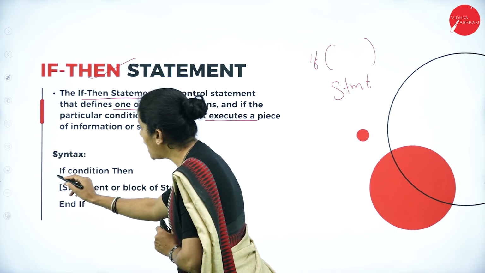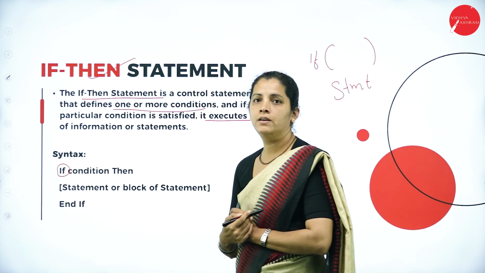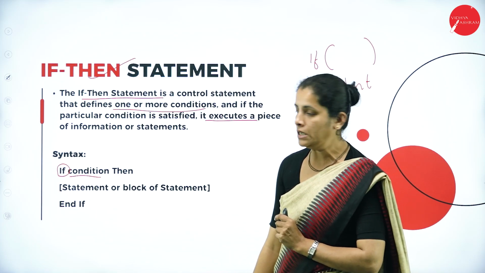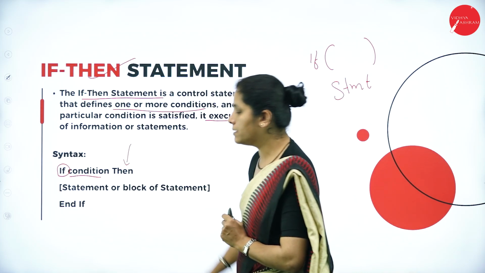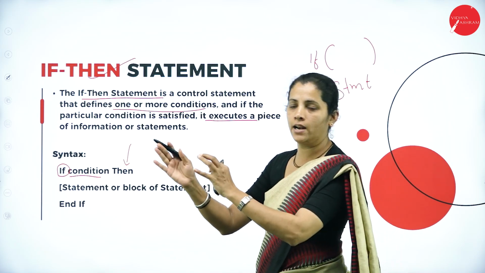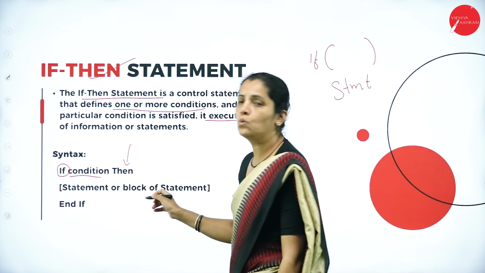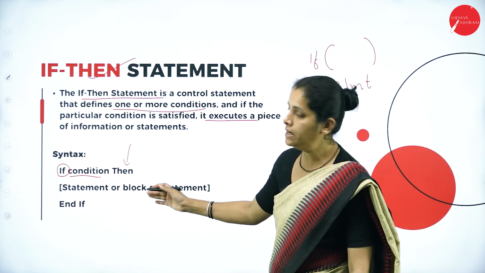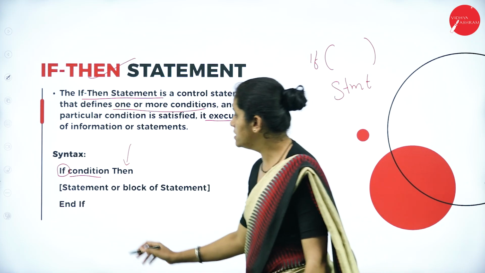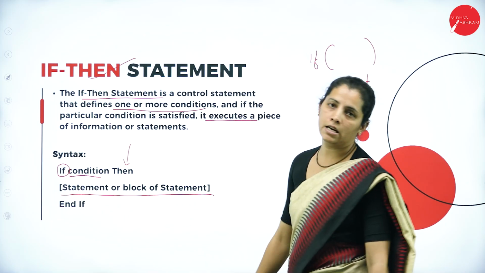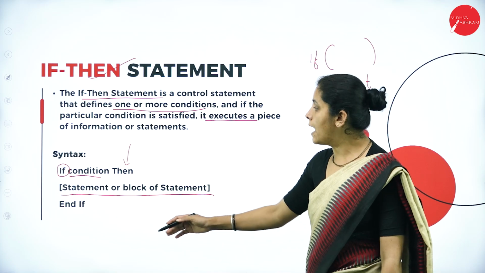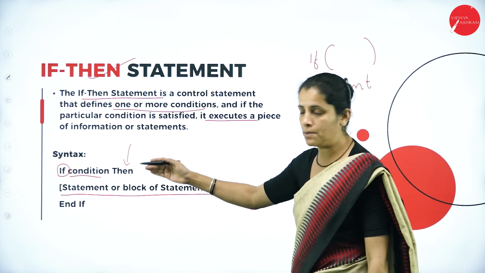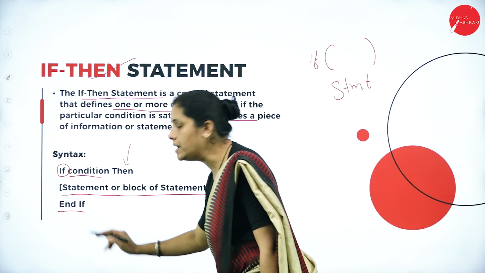I'm going to have the if keyword. Then what am I going to have? I'm going to have the condition. Then it's a keyword, so: if condition then. If the condition is true, what do I want to do? I must have a block of statements or a statement. I'm going to have the statement. After that, I'm going to close the if statement, so it is end if.